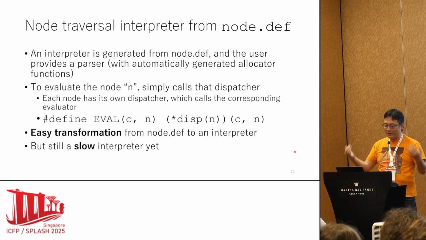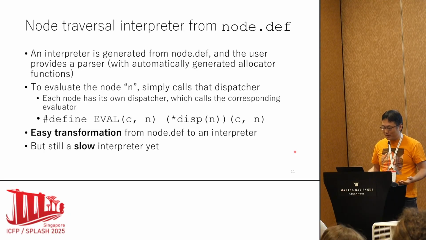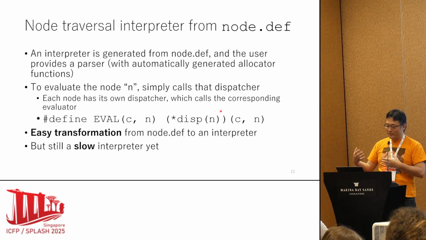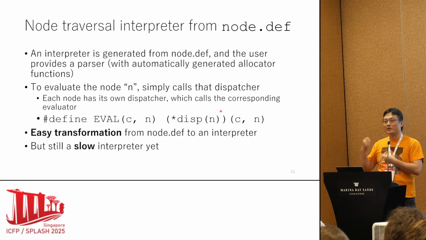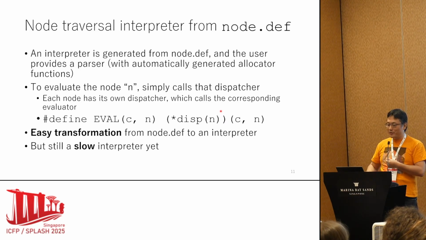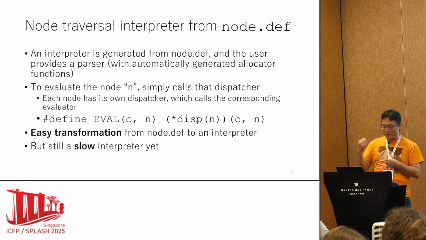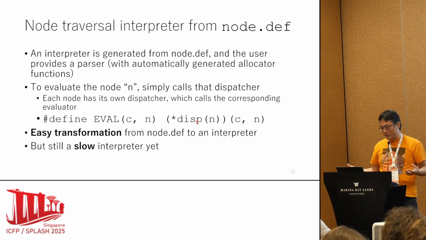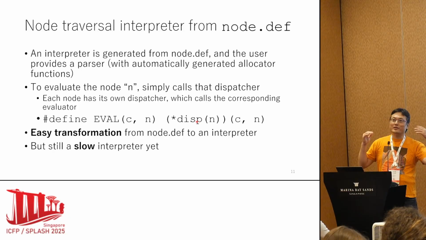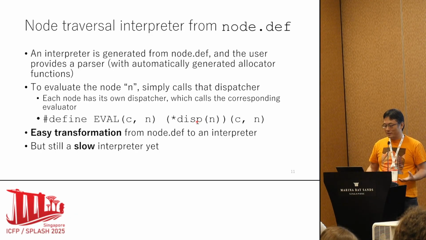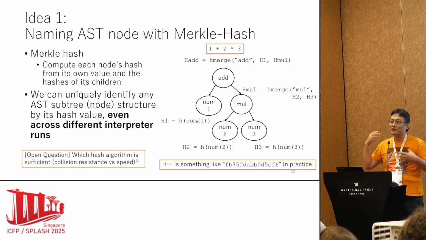So just now we have a tree walking interpreter, and we can get a dispatch function for the root node. We only need to run the eval macro using the root node dispatcher, and we can run the tree walking interpreter. So it is only a tree walking interpreter. It's still a slow interpreter. So we need to introduce partial evaluation.